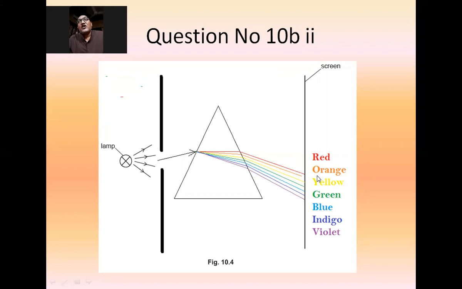And the order of the colors will be Roy G. Biv. Roy G. Biv. Red, orange, yellow, green, blue, indigo, violet. Roy G. Biv. And red, orange, yellow, green, blue, indigo, violet. So hopefully you understand. So that was the question number 10B, second part.